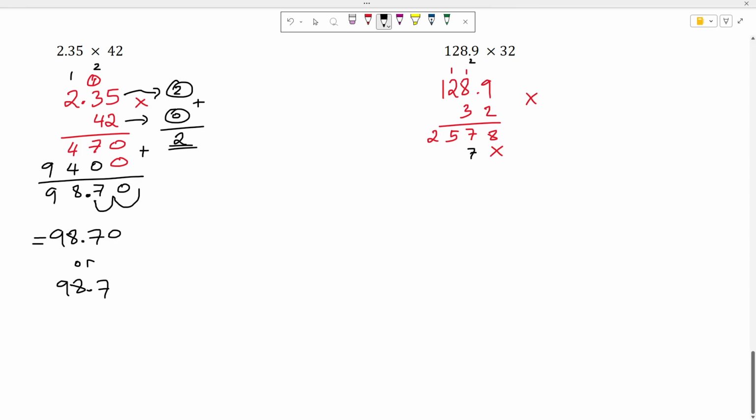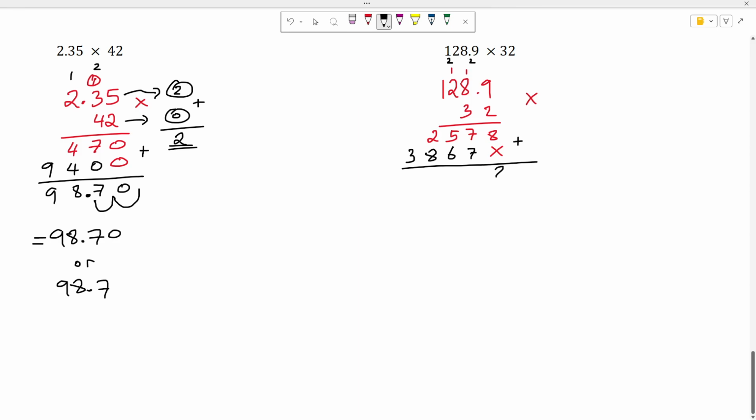3 times 8 is 24. 24 plus 2 is 26. 6 down, 2 carry over. 3 times 2 is 6. 6 plus 2 is 8. And finally, 3 times 1 is 3. Now finally, we're going to add all of them.